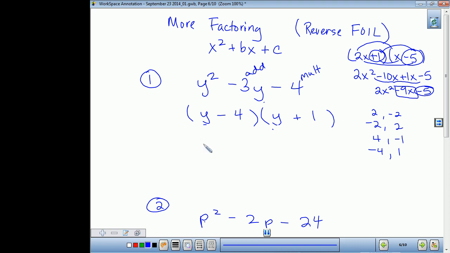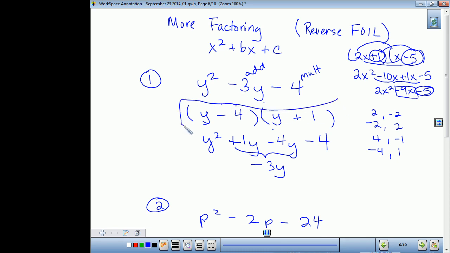Let me show you why this works. So y times y is y squared. 1 times y is 1y. Negative 4 times y is negative 4y. And negative 4 times 1 is negative 4. So do you see these two? I add them to get that middle. And it works, doesn't it? When I multiply this back, it gives me this. This is completely factored form.